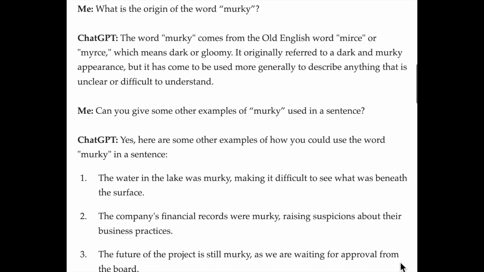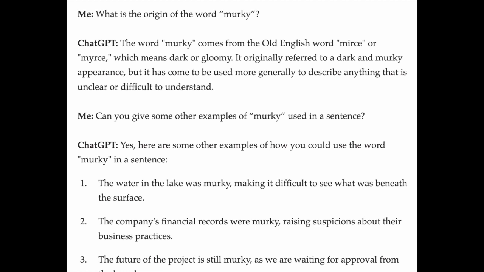I got a little curious about etymology. I asked, what is the origin of the word murky? And ChatGPT tells me that the word murky comes from the old English word merse, which means dark or gloomy. According to the Oxford English Dictionary, this seems to be correct, though it's really more for murk rather than murky, but that's okay. Though you notice it then says it originally referred to a dark and murky appearance.